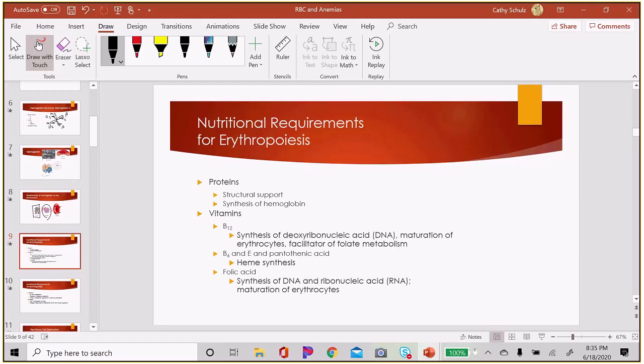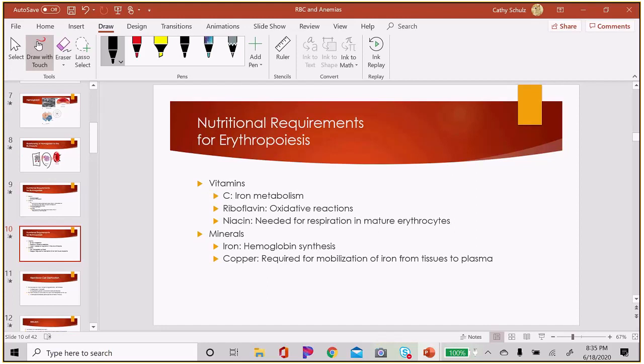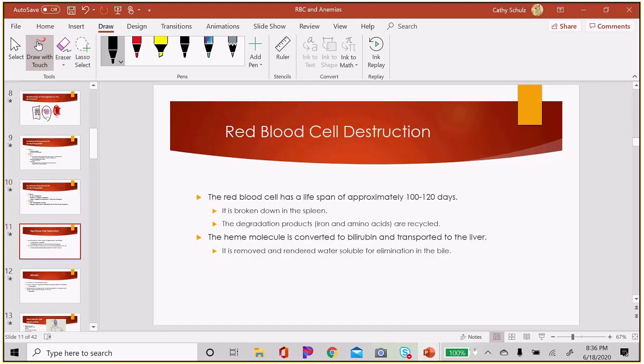And in the beginning, the progenitor cells for erythrocytes have large nuclei that need to divide, until we get to the last stage when we actually extrude the DNA, so we need the building blocks for DNA. We need other vitamins: vitamin C, riboflavin, niacin, or other B vitamins. We need iron, because that's part of the hemoglobin binding site, and copper for mobilization of iron from tissues. So a lot of requirements in order to create a red blood cell.